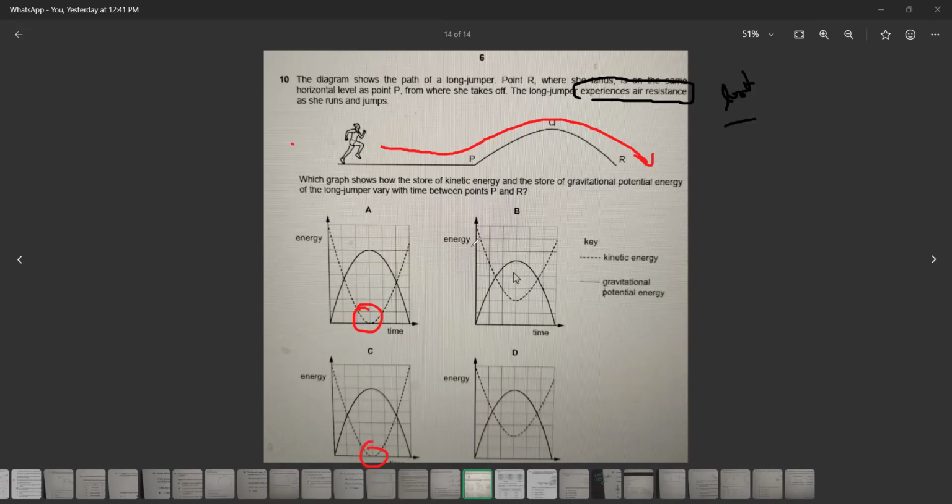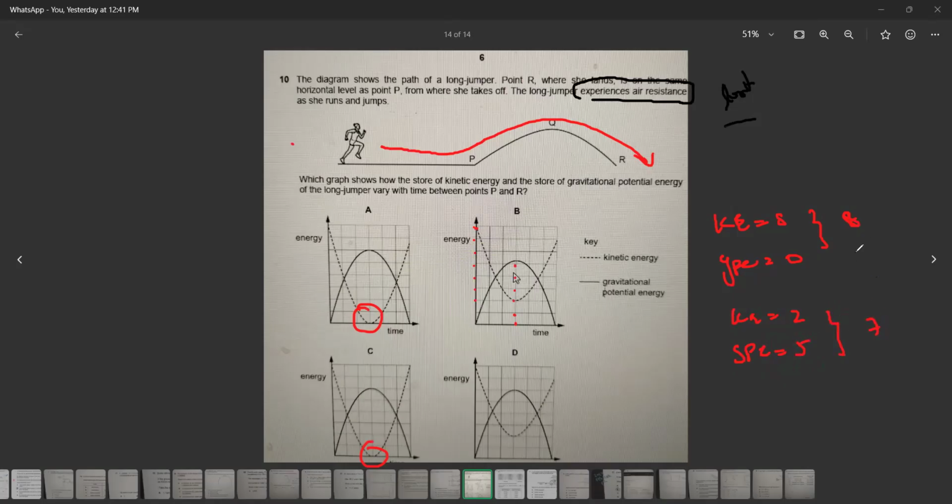The dotted line is representing kinetic energy, so 1, 2, 3, 4, 5, 6, 7, 8. About 8 boxes, the kinetic energy is about 8 boxes. And the gravitational potential energy is 0 boxes in the beginning. So the total sum is equal to 8. What if I take this point, 2 boxes for the kinetic energy, and the gravitational potential energy GPE is 1, 2, 3, 4, 5, about 5 boxes. So the total sum is equal to 7.